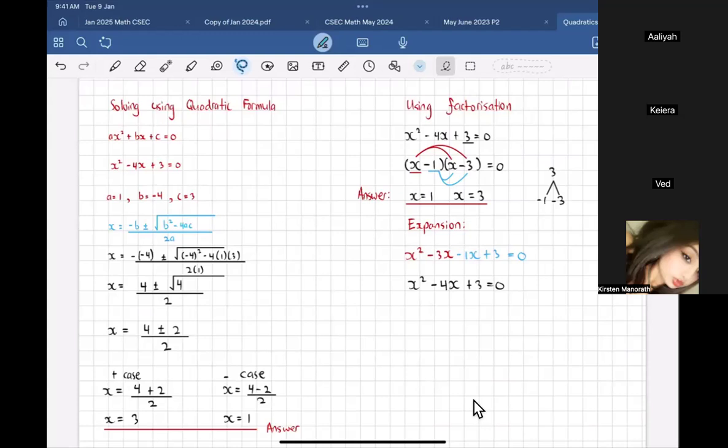Yeah, the factorization is easy, but I go to the quadratic formula, and I feel like I just need a touch-up on it again. I'll do an example. I'll do another example. It's real simple, I promise.